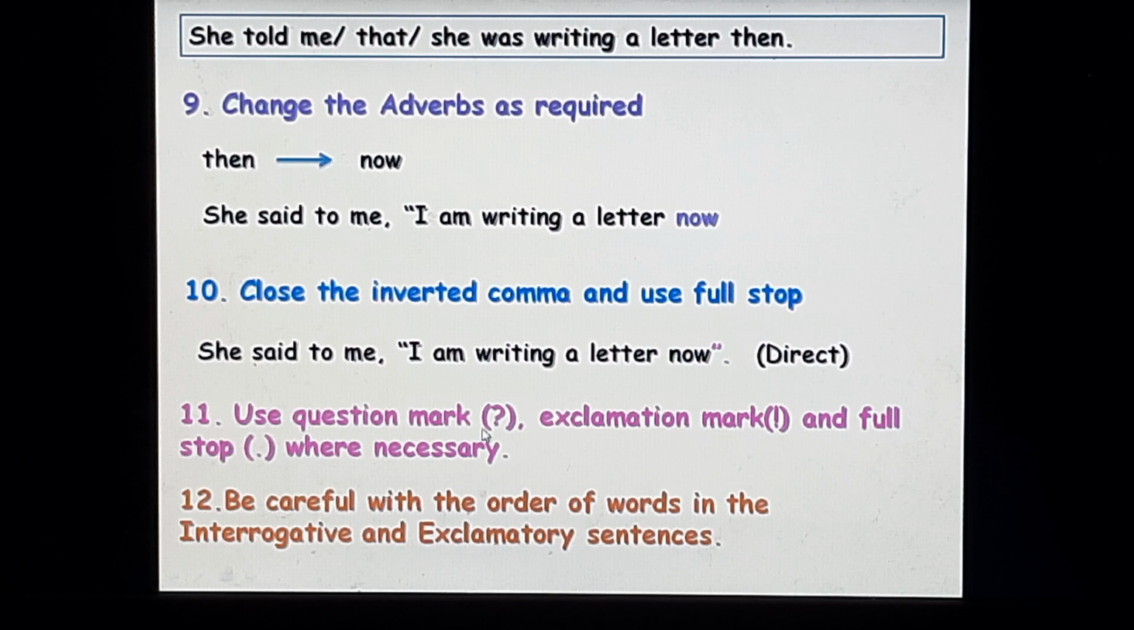Use question mark, exclamation mark, full stop where necessary. Be careful with the order of words in the interrogative and exclamatory sentences. We shall solve some more examples in the coming videos, children.